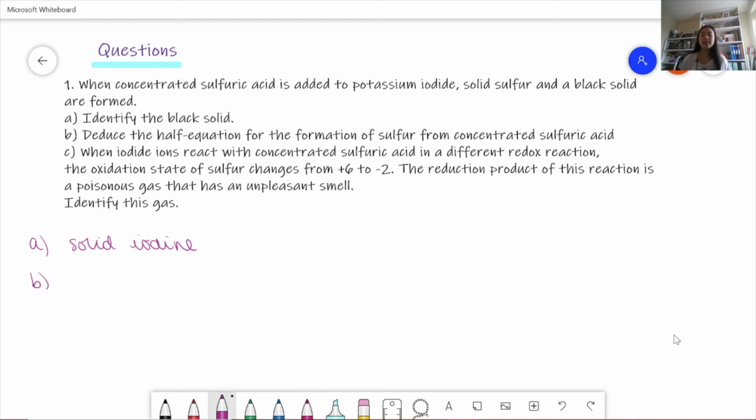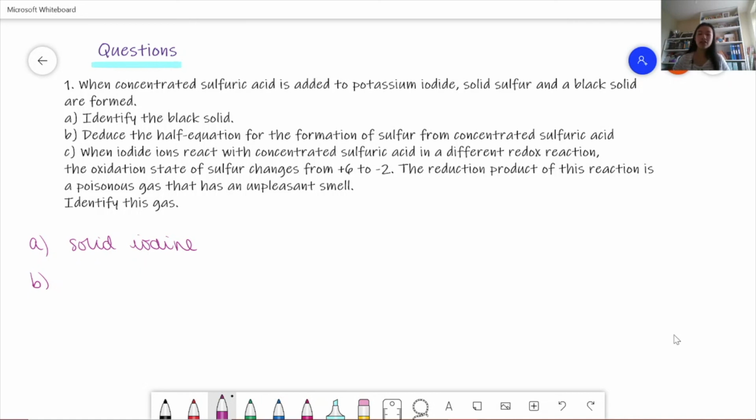So it's easier just to remember everything that is formed and all the different aspects of them, like what they look like and what kind of distinctive features they have. And so it'll really help you with these kinds of questions. And then for B, deduce the half equation for the formation of sulfur from concentrated sulphuric acid. So this is just a question of writing half equations.